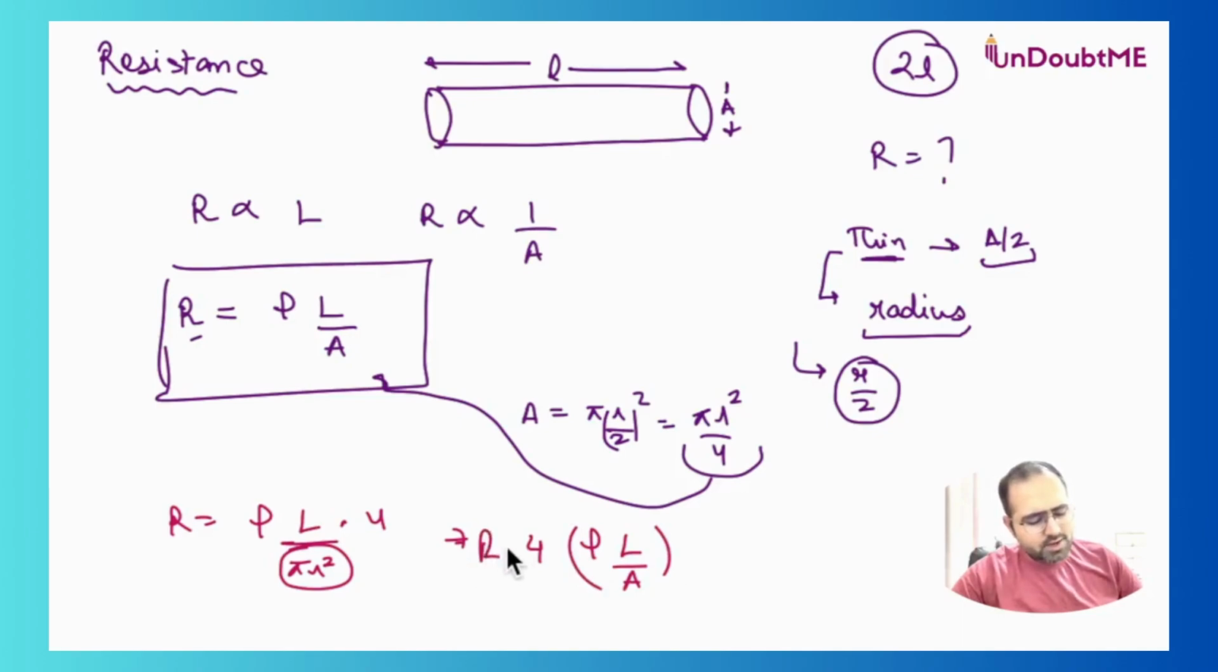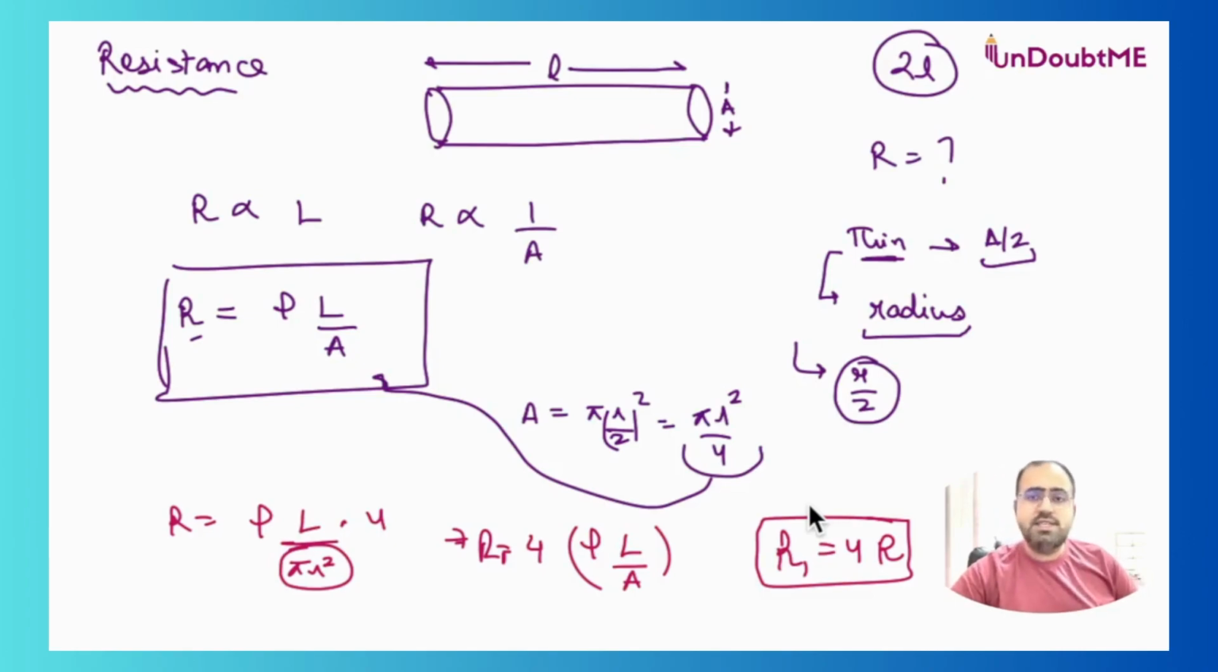So the final conclusion is that the new resistance, which we can call R1, will become 4 times the original one. So how the resistance will change with the change in radius, with the change in area, with the change in length, this is what we are going to solve using this formula. This formula is mainly applied for all those things. Okay, so this is all about resistivity and the connected formula with this.